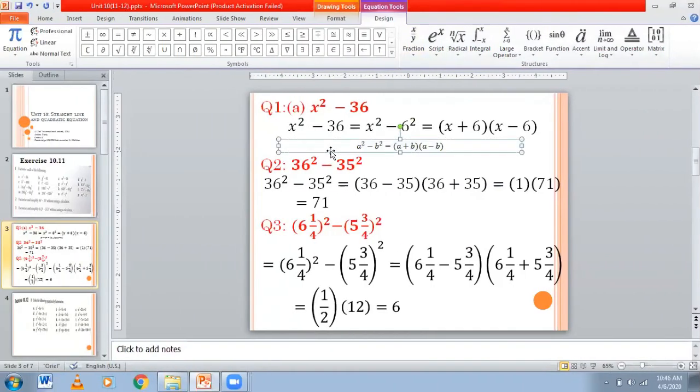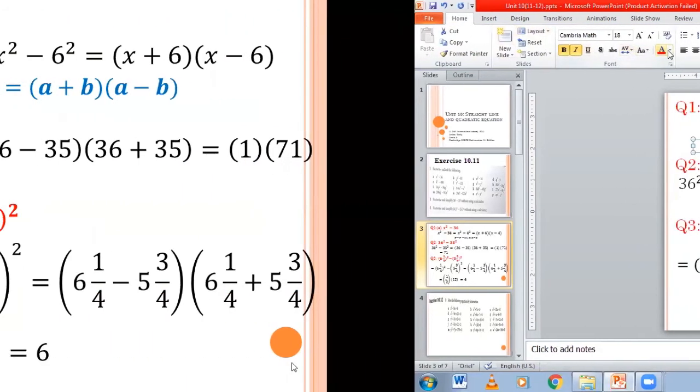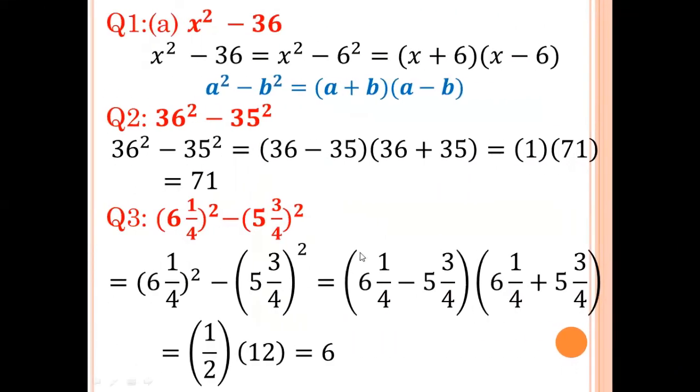You must remember this formula. It's so important a formula and it's used everywhere. Now you can see this formula we're using here as it is same. Now at the end here what we will do, 36 minus 35 is 1, 36 plus 35 is 71, 71 multiplied by 1 is 71. So you can check this answer in your book as well.